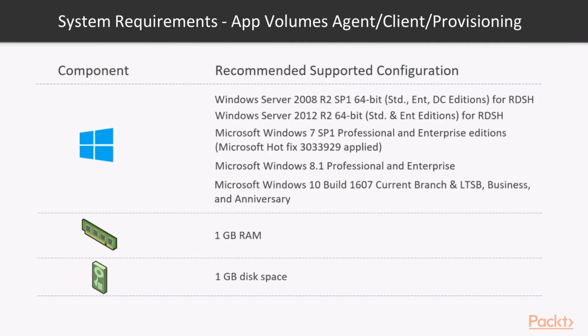For the App Volumes agent, running on the virtual desktop machines and the provisioning machines, you will need to meet the following system requirements. Operating system support: Windows Server 2008 R2, Service Pack 1 64-bit, Standard, Enterprise and Datacenter editions for the RDSH servers; Windows Server 2012 R2 64-bit, Standard and Enterprise editions, again for RDSH based AppStack provisioning; Microsoft Windows 7, Service Pack 1, Professional and Enterprise editions with the Microsoft hotfix detailed applied; Microsoft Windows 8.1 Professional and Enterprise; and finally Microsoft Windows 10 build 1607, Current Branch and LTSB, Business and Anniversary editions.